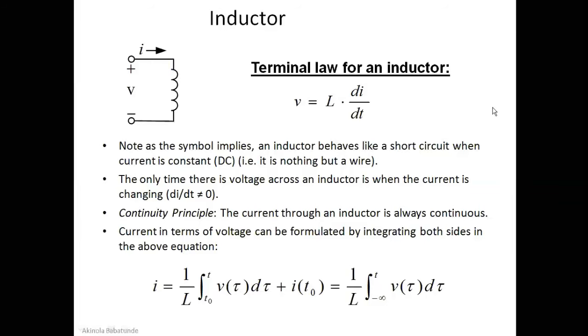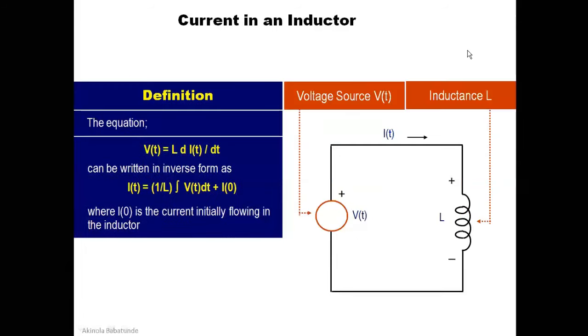All right, let's take it a step further. We've said almost everything that should be said about a current in an inductor, but we should add more details. Let's see if we can crystallize and get more details about current in an inductor. V of t equal to L di/dt. You know that already. This can be written in an inverse form, and that inverse form is what I just explained to you in the previous slide.